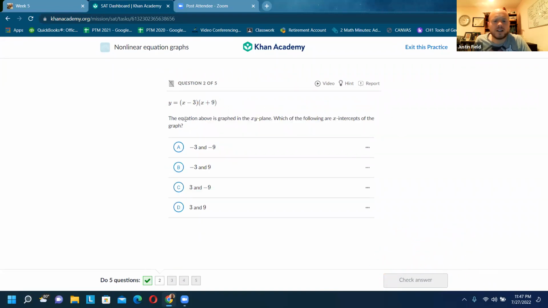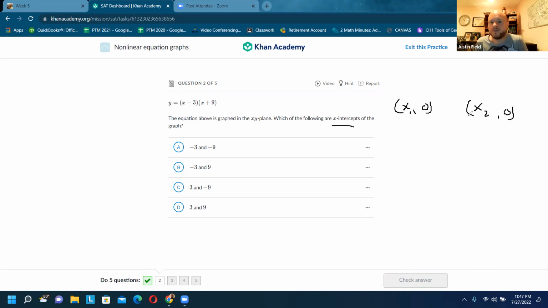Which of the following is the x-intercept? So I have a little song that I sing. At the x-intercept, the y is 0. At the y-intercept, the x is 0. At the x-intercept, the y is 0. So we get the x-intercepts. So we know it's like this. And we know we got 2 of them.